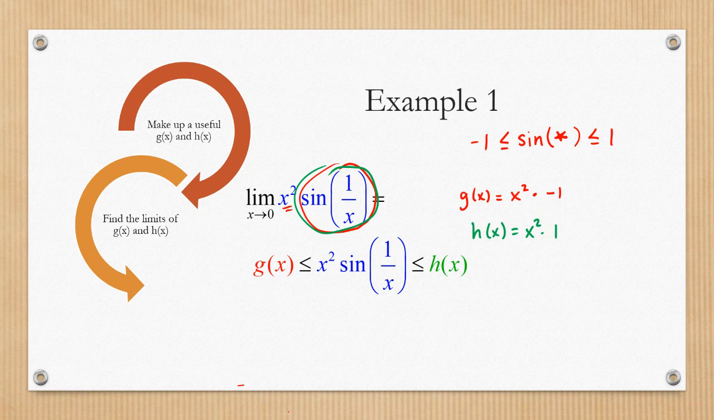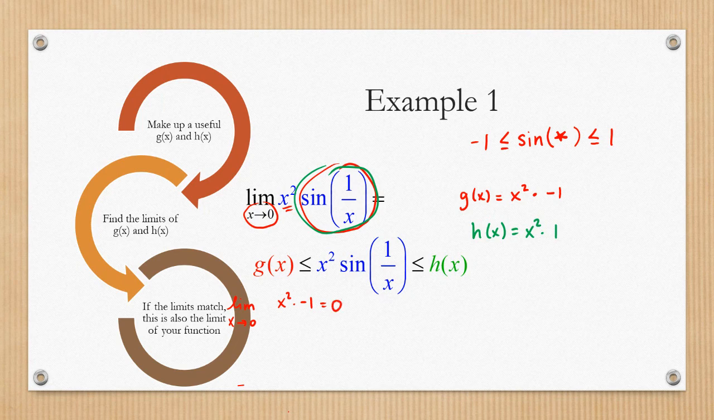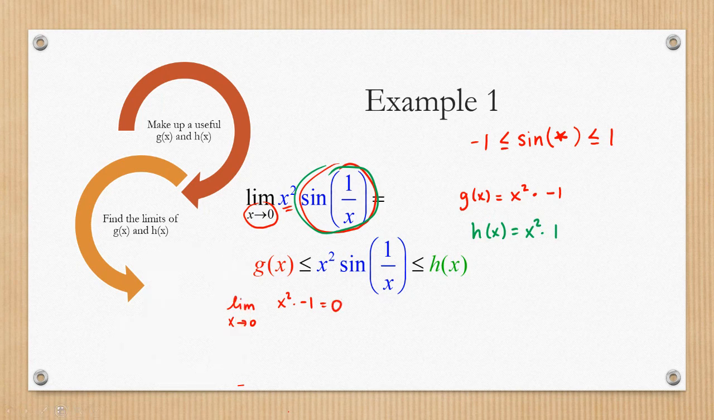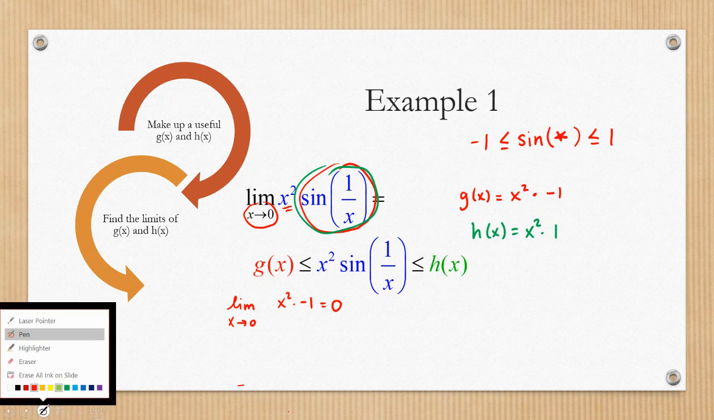Now I'm going to do the two limits. So I'm going to find the limit of g and h. So I'll take the limit, and this limit is going to be as x goes to 0 because that's the limit I care about. So I'm going to do the limit as x goes to 0 of x squared times negative 1. And I think you'll agree that this limit is pretty easy. I can just plug in 0 and I get 0. Now I'm going to do the same thing for h. So I'm going to find that limit.